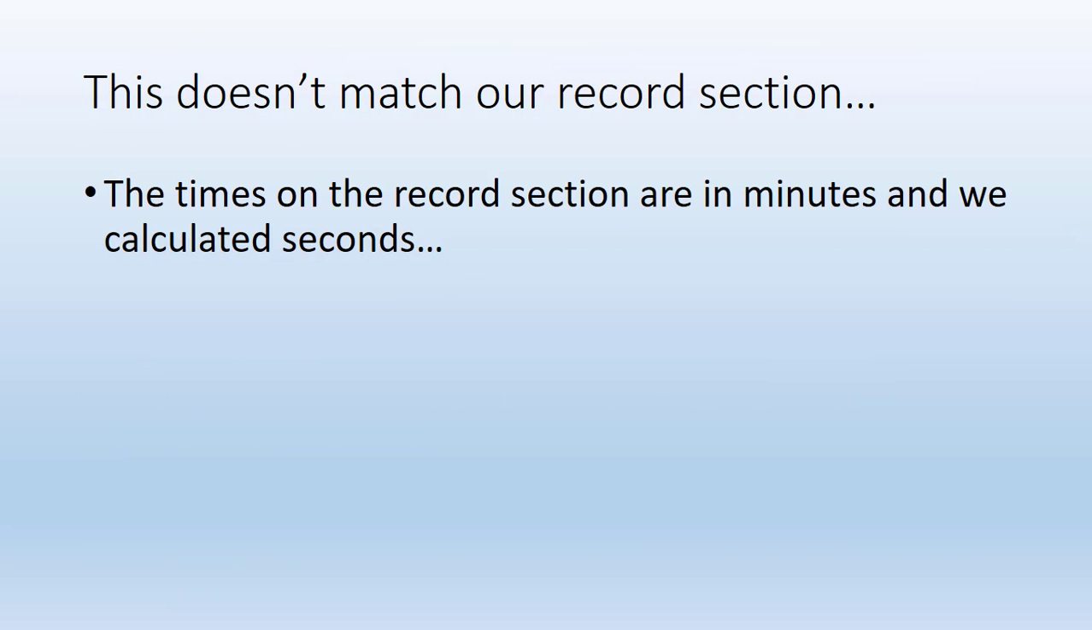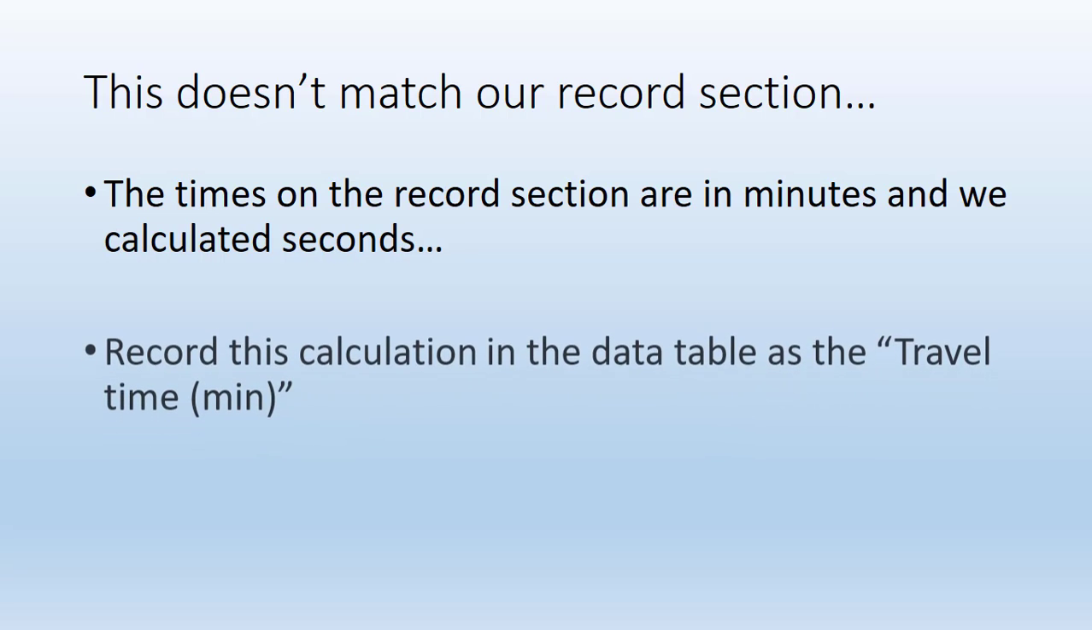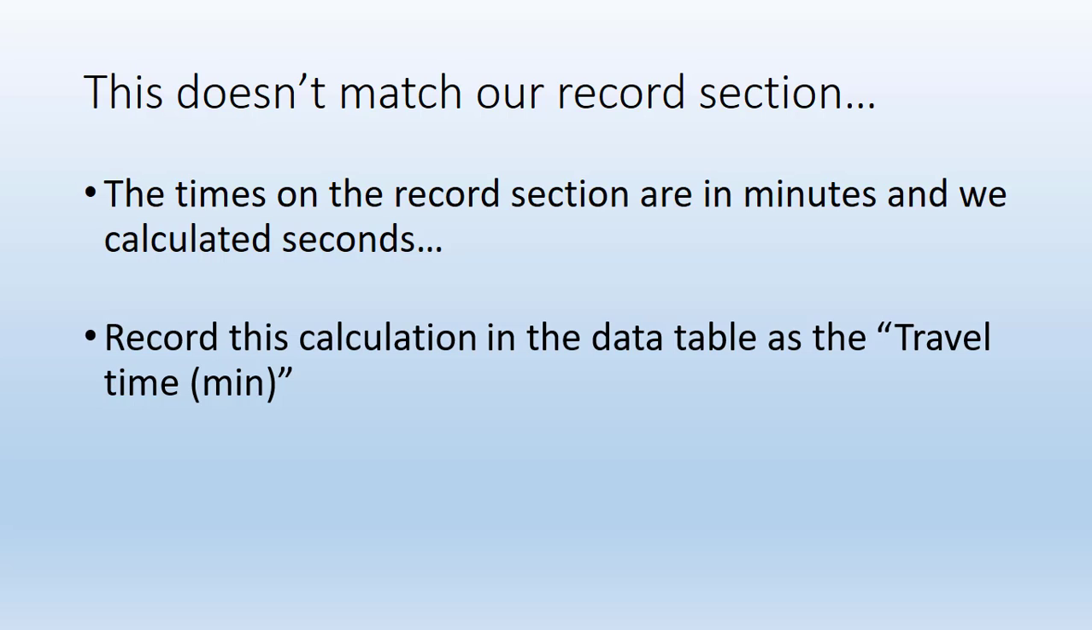Now the time on our record section is in minutes, but we just calculated the time in seconds. So all we have to do here is divide the time we just calculated by 60. Then record this time as the travel time in minutes on your Google Sheet.